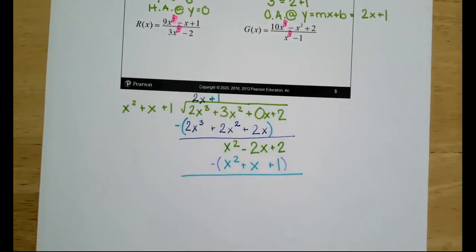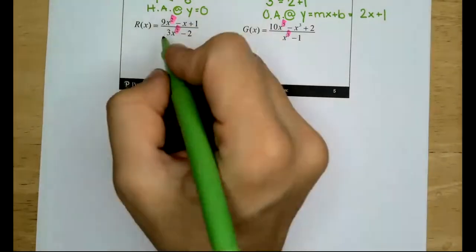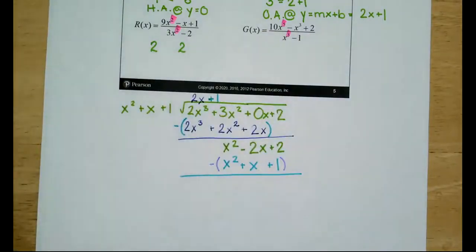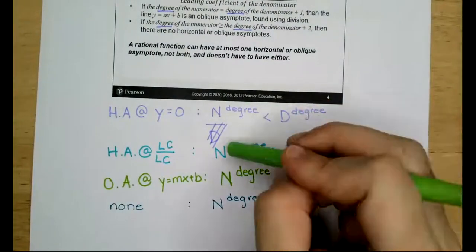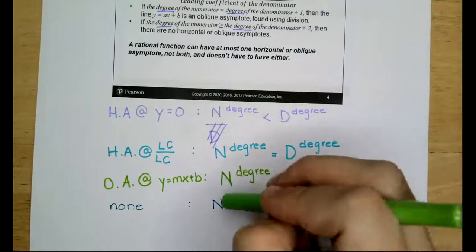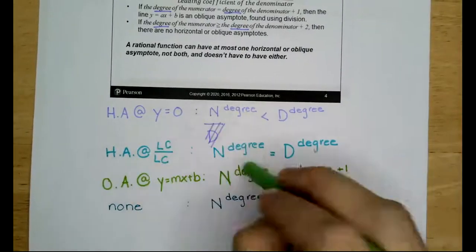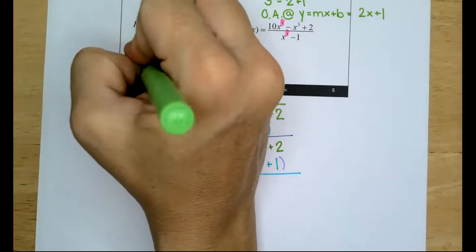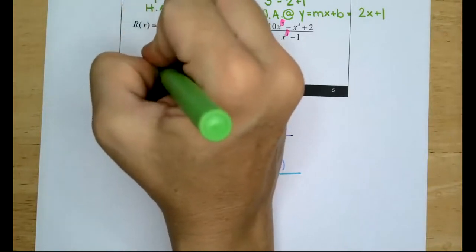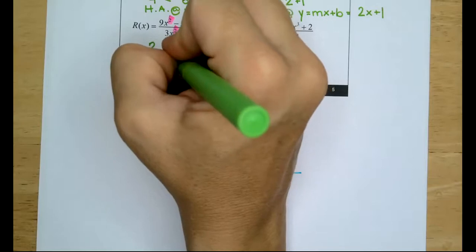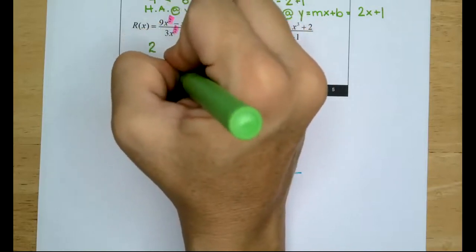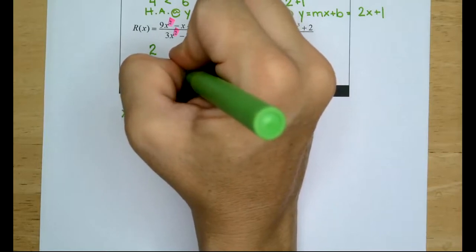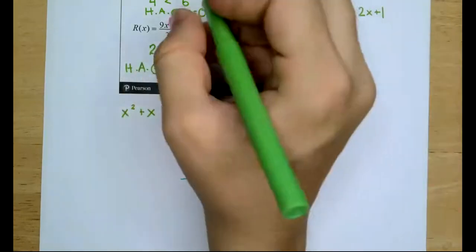Okay, so for this one, we have 2 and 2. Of our choices: 2 is less than 2, 2 is equal to 2, 2 is equal to 2 plus 1, or 2 is greater than or equal to 2 plus 2. It's this one, right? So we have a horizontal asymptote at the leading coefficient of the numerator over the leading coefficient of the denominator. I'm going to put an N and a D because those look too similar to me.